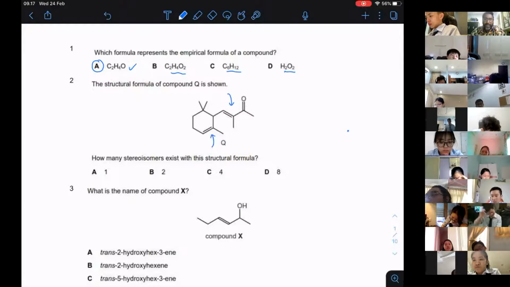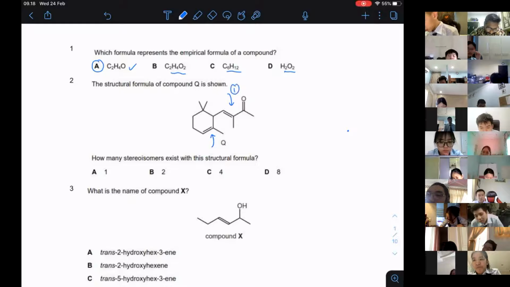Now, Jordan, do you think there are 2 double bonds here? Do you think both of the double bonds will give you cis and trans? Or if I give number 1 and 2, which one for sure you know that it's going to be cis and trans? 1? Yeah, 1. Why is that, Josh?